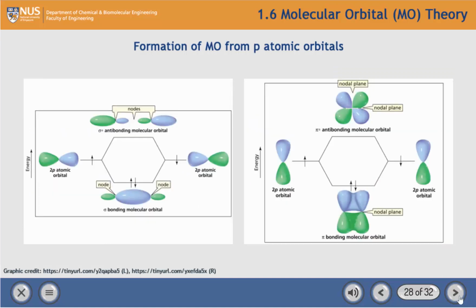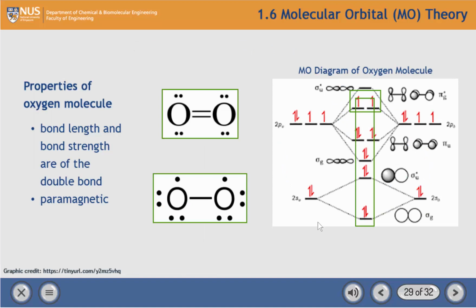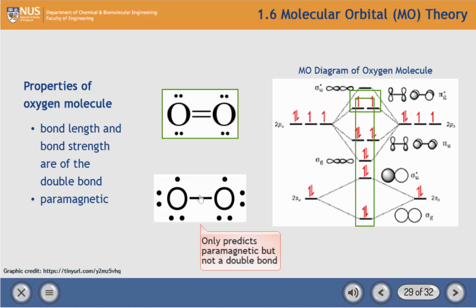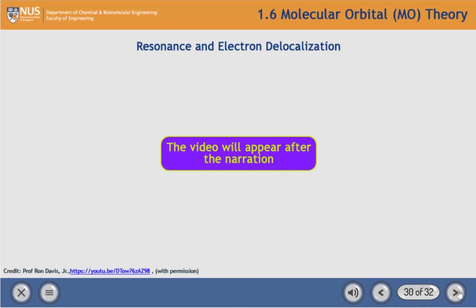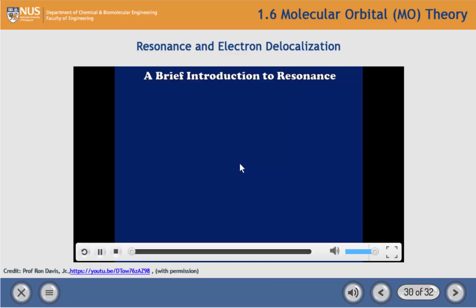For the sake of simplicity, this is the showcase of how powerful molecular orbital theory is. While Lewis' structure fails to describe the two properties of oxygen molecules in a single structure, this video is also produced by Professor Davis. It is a short but very nice visualization to explain resonance.